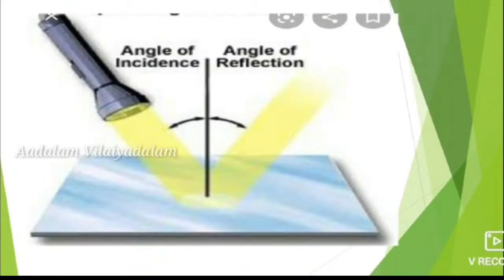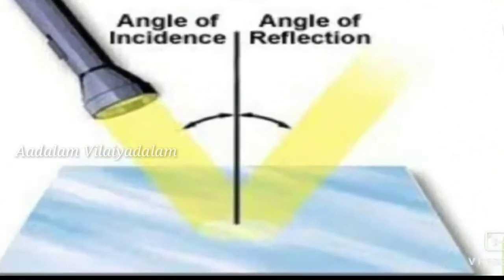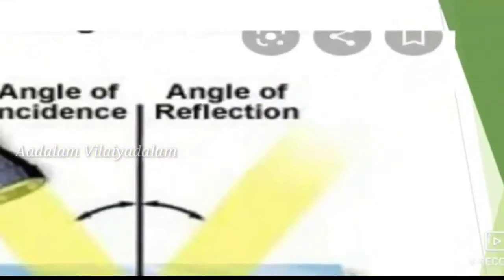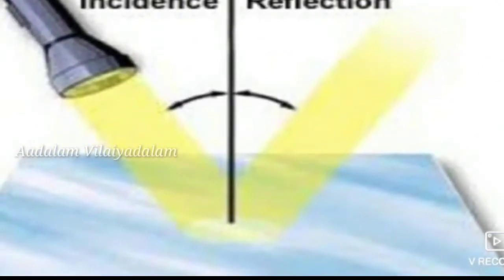That means a ray of light falls on a body from an object. The objects are a torchlight, candle or the sun. So from an object, a ray of light falls on a polished, smooth surface. What will happen? The rays bounce back, reflected back. That is known as reflection. So once again, the bouncing back of light rays on a polished surface is known as reflection.